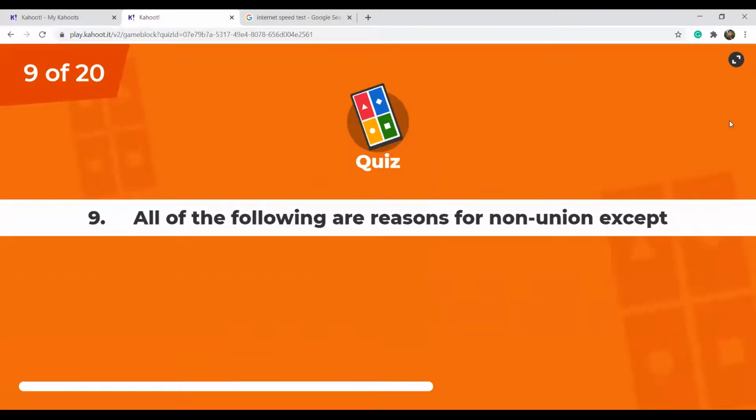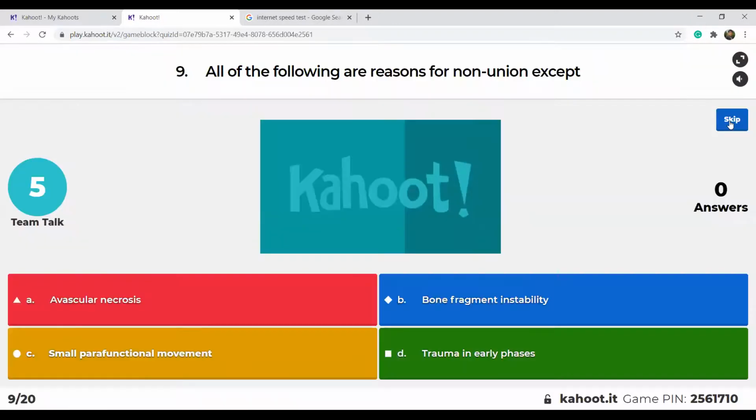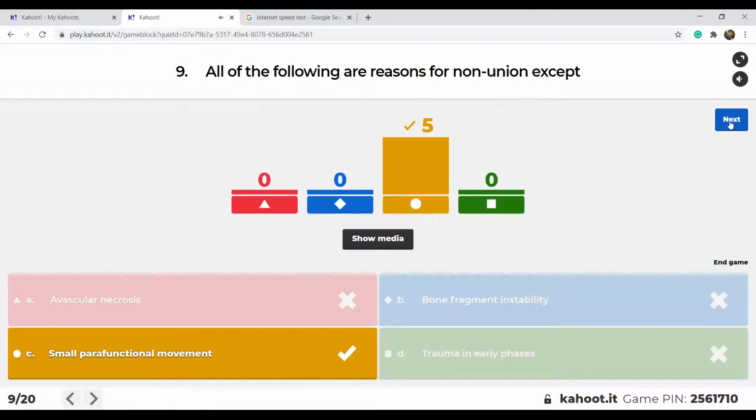All of the following are reasons for non-union except avascular necrosis, bone fragment instability, small parafunctional movement, and trauma in earlier phases. Okay, good. I think this was quite an easy one.